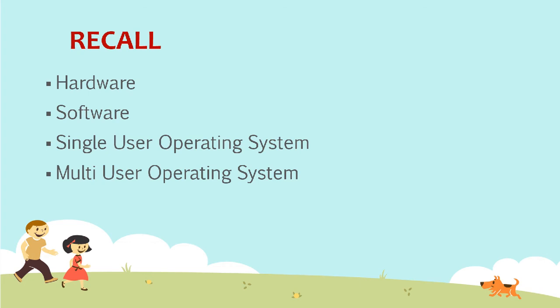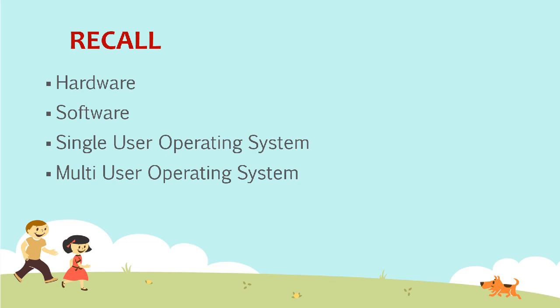And there are two types of operating systems. The operating system will control the input, process and output. The two types are single user operating system and multi-user operating system. What do you mean by single user operating system? Only one user can use the system at one time. But in multi-user operating system, more than one user can use the system at the same time or at different times.